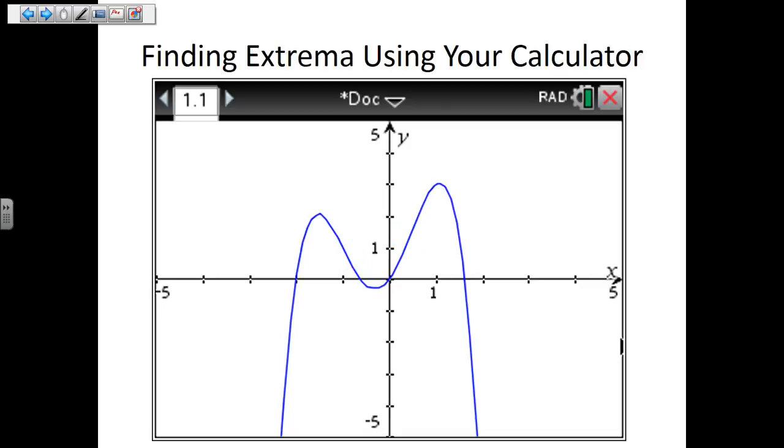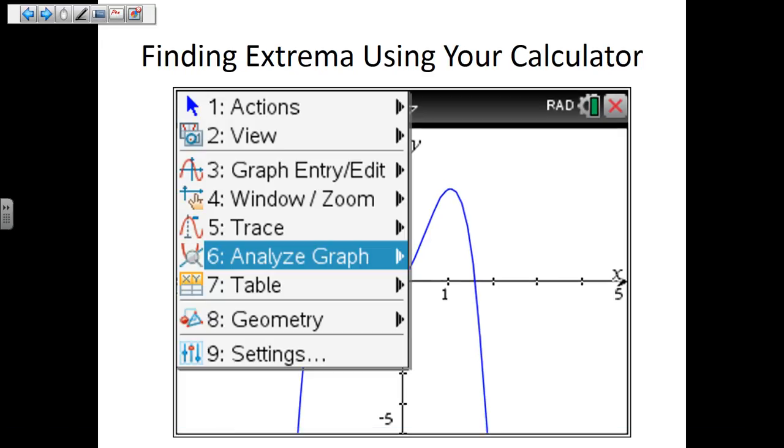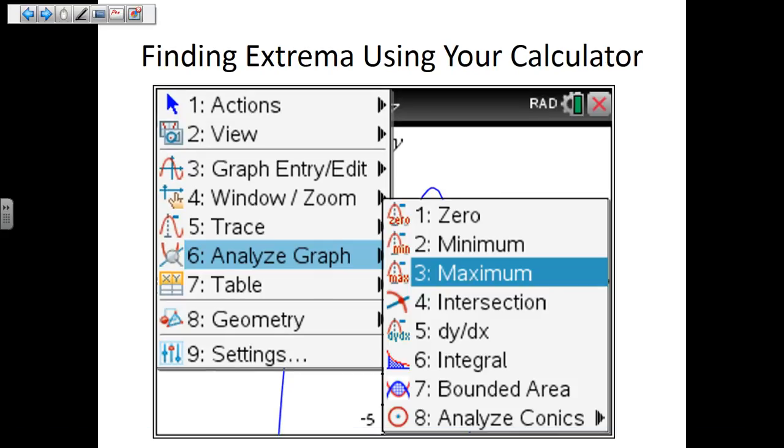Now, in order to find extrema using our calculator, it's actually a pretty easy process. We have to have a graph up like this, and then we go into our menu. So after we hit the menu button, this pops up, and the way that we find our maximum or our minimum is we go to this Analyze Graph option. Inside that menu, we can choose to find a minimum or a maximum. We can't do both. It will only do a minimum or it will only do a maximum.